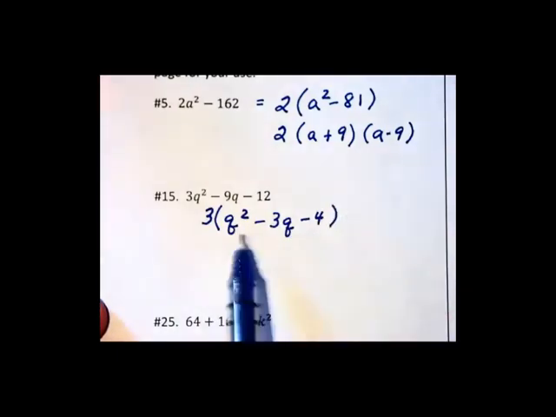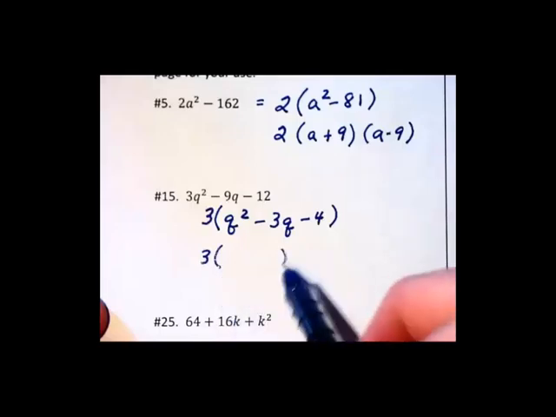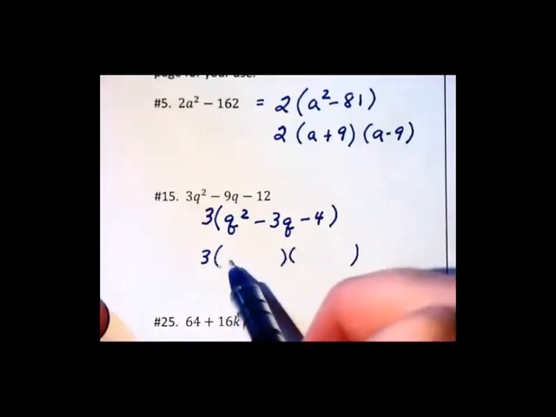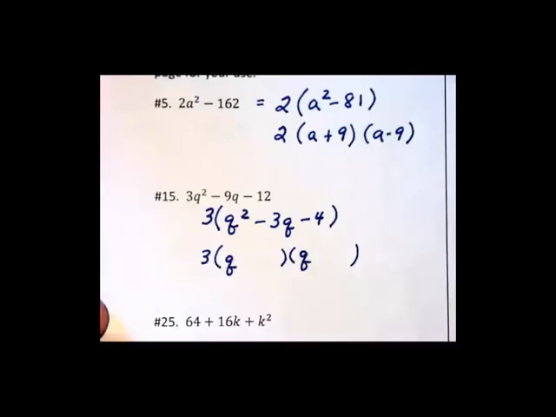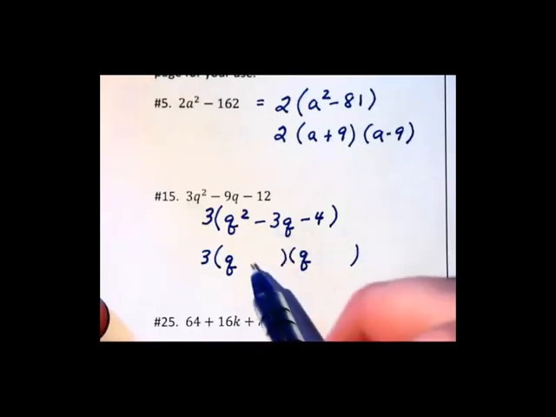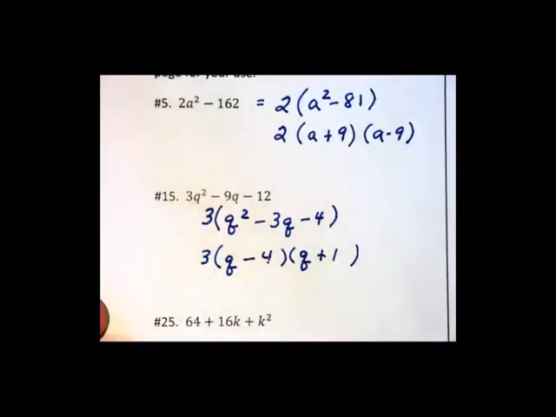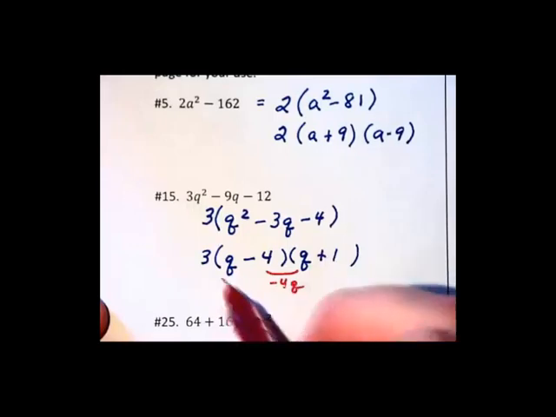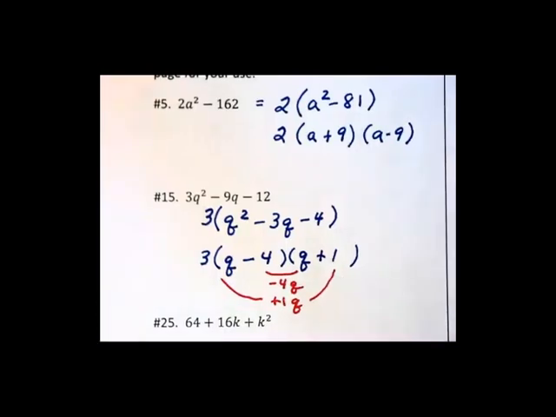Now we see 3 terms inside the parentheses. I'm going to factor it using the Unfoil method. I see there's just a q squared in front, which means it's got to be q times q. 2 numbers that multiply to 4 and add or subtract to 3 are going to be 4 times 1. I want a minus 4 and a positive 1, so that the middle 2 terms, the minus 4q and the plus 1q, will add up to that minus 3q that's in the middle of the problem.